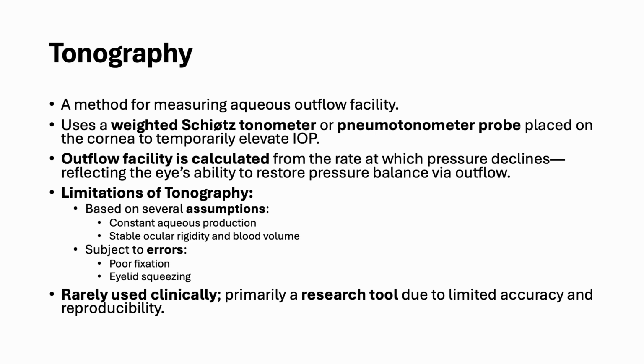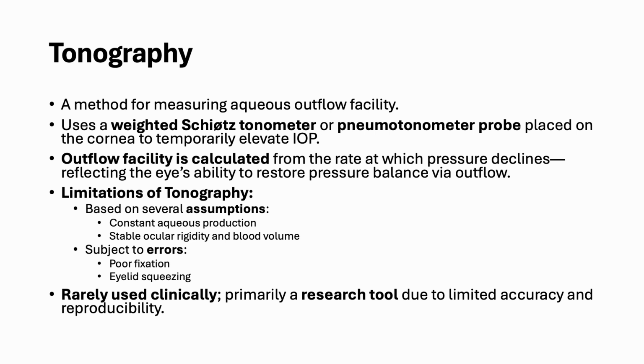Let's now shift our focus to a historical method used to estimate outflow facility: tonography. Tonography is a technique used to measure aqueous humor outflow facility by artificially elevating intraocular pressure and monitoring how quickly it returns to baseline. This is done using a weighted Schiøtz tonometer or a pneumotonometer probe, which is placed on the cornea to temporarily increase IOP. The rate at which the pressure declines is then used to calculate outflow facility, reflecting how efficiently the eye is able to restore pressure equilibrium through aqueous outflow.